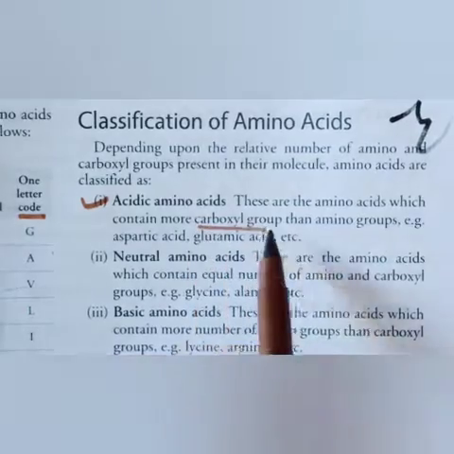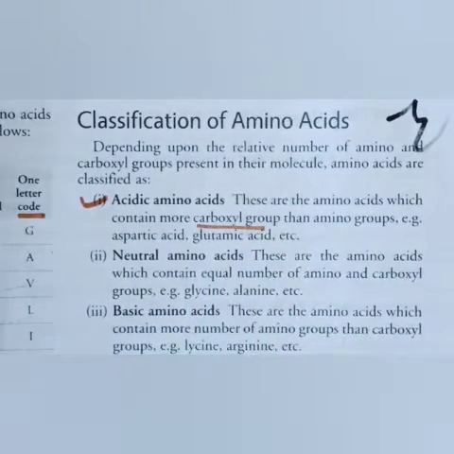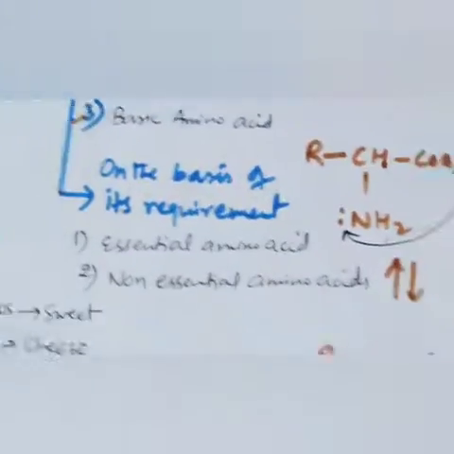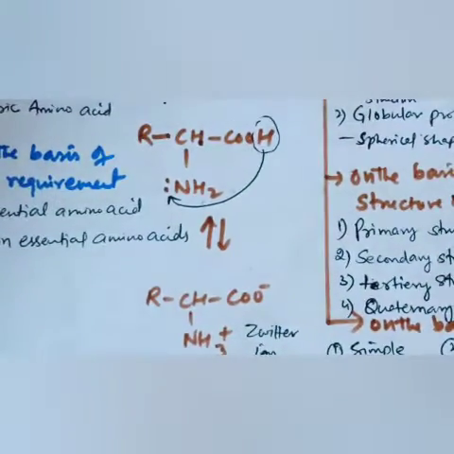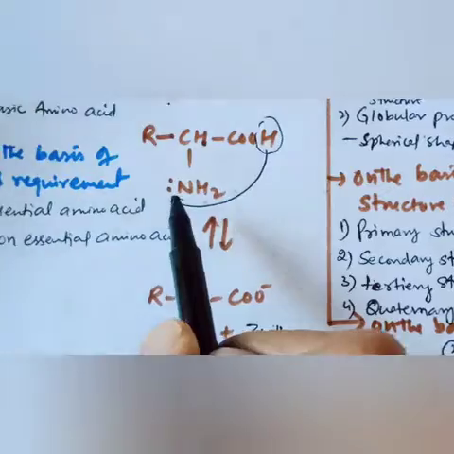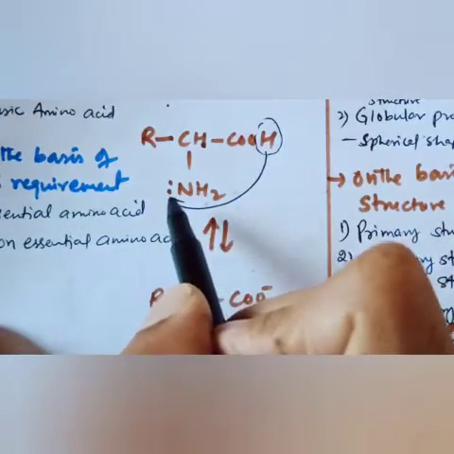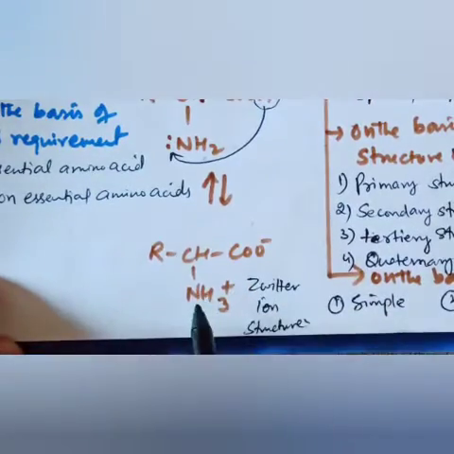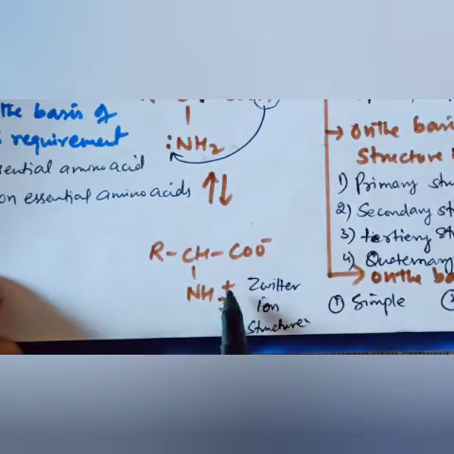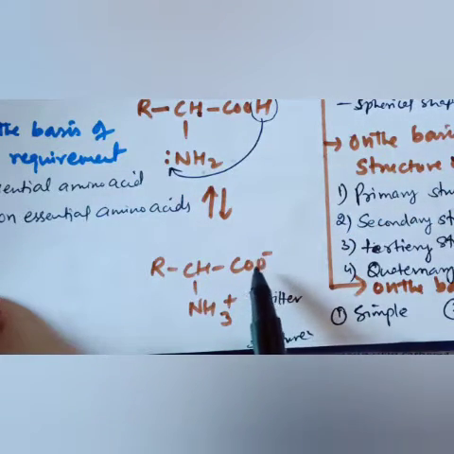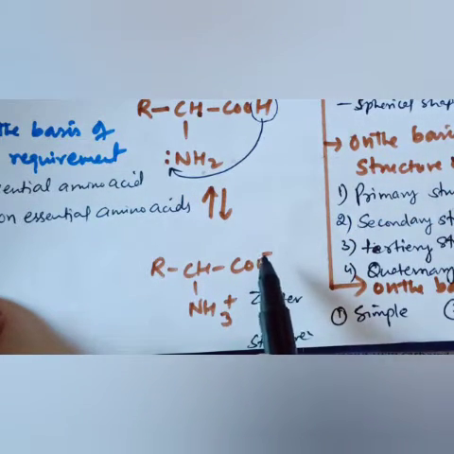Carboxylic group is more than amino group. Dear students, one thing I want to tell you about the structure. When we discuss the structure of an amino acid, you can see here the carboxylic group and the amino group are both there. Due to the lone pair, a hydrogen is going to attach to NH2 and convert it into NH3 positive charge, whereas after leaving the hydrogen, the carboxyl group will become negatively charged.